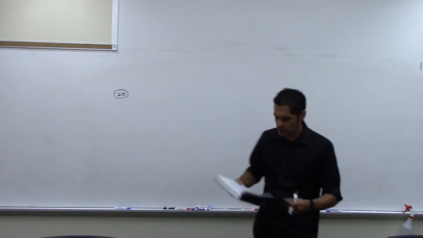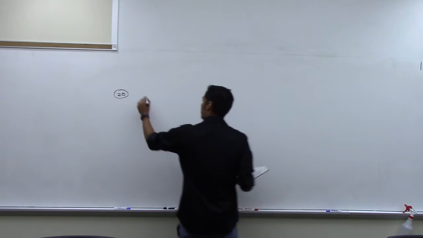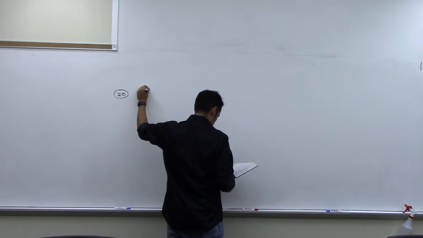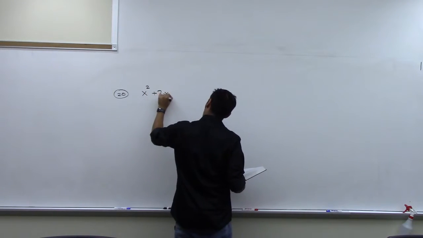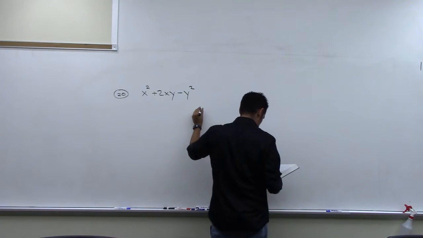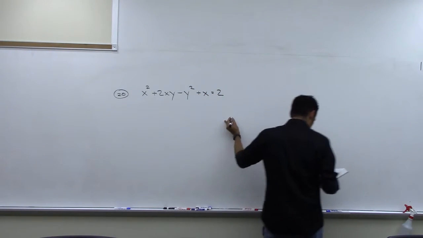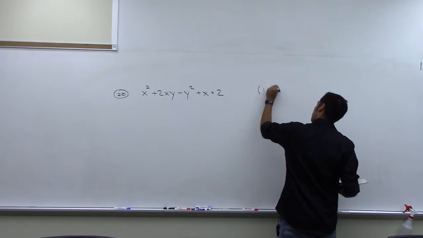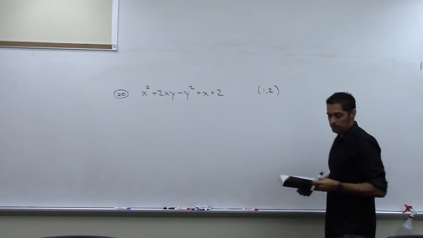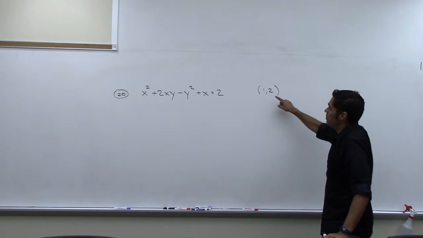Use implicit differentiation to find the equation of the tangent line. So finally, we're going to find the equation of the tangent line of this curve: x squared plus 2xy minus y squared plus x equals 2. And we're going to do this at the point 1, 2. I want to know the equation of the line at that point.